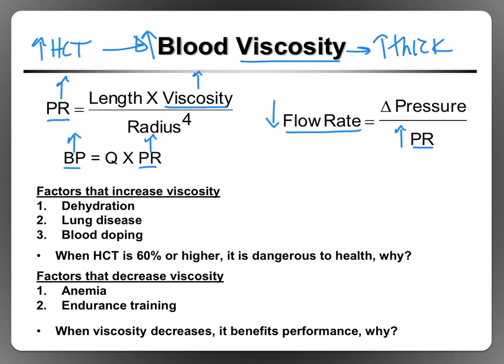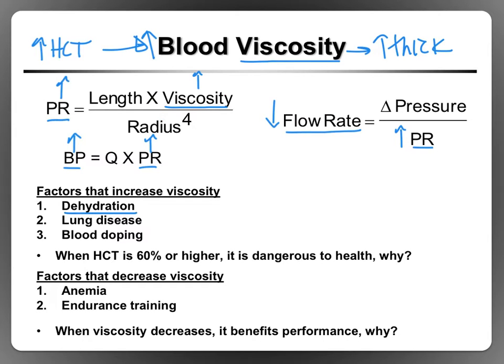So let's talk about 3 different factors that increase viscosity. In other words, they make your blood thicker and heavier, increasing the hematocrit. And one of them is dehydration. Dehydration is a loss of water. And remember that your plasma is made up of mostly water. So if you're dehydrated, some of that water is going to come from your plasma. And if you lose plasma, you lose total blood volume.